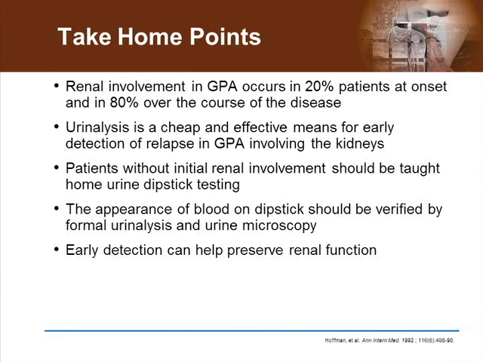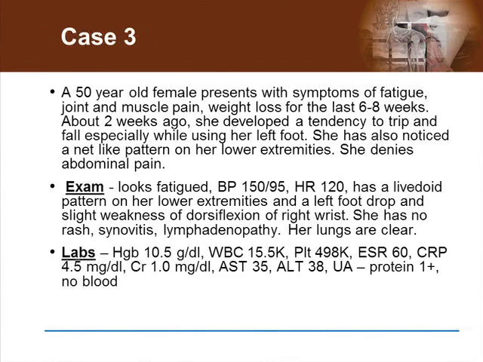Moving on to case 3. A 50-year-old lady presents with symptoms of fatigue, joint pain, and muscle pain. Weight loss for the last 6 to 8 weeks. About 2 weeks ago, she developed a tendency to trip and fall, especially when using her left foot. She has also noticed a net-like pattern on her lower extremities, but she denies any abdominal pain.